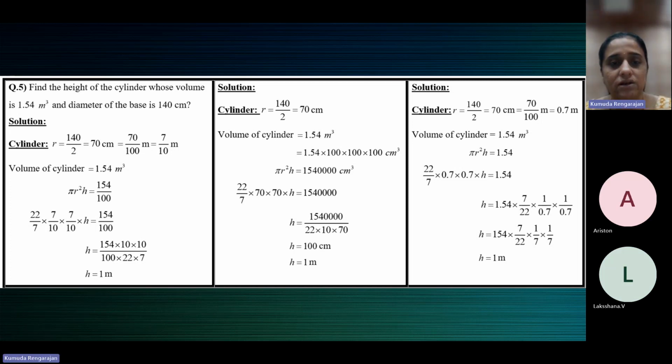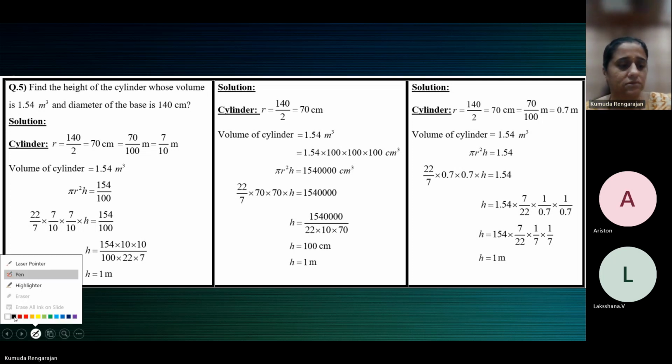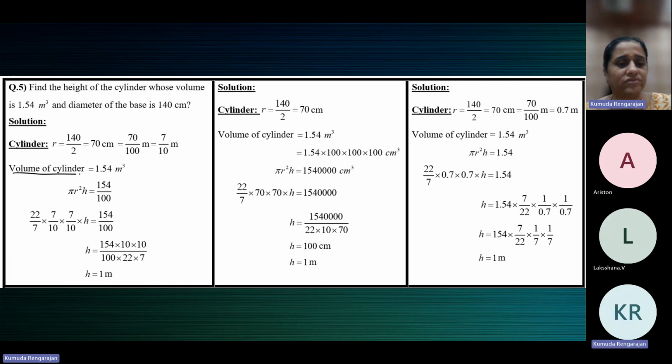So what you see here are not three different methods. We have to find the height of the cylinder, and for that, the volume of the cylinder is given. So pi r square h is equal to whatever value is given. We substitute the values and we find the value of h. That is what is everywhere.